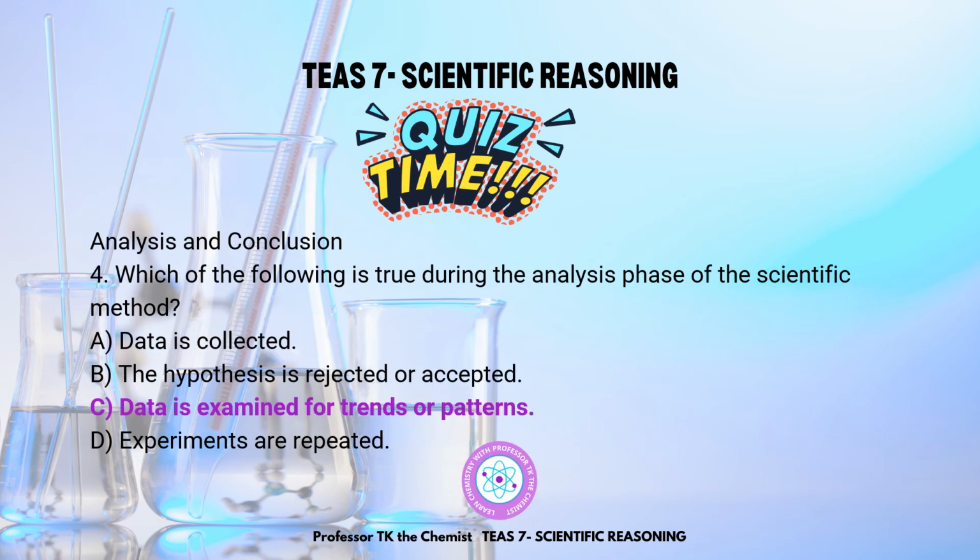The correct answer is C, data is examined for trends or patterns. And the reason why this is correct is because analysis focuses on data interpretation. The reason why letter A is wrong, where it says data is collected, is because A is part of the experimentation. B is also incorrect because it is the conclusion. And D is incorrect because it is replication.